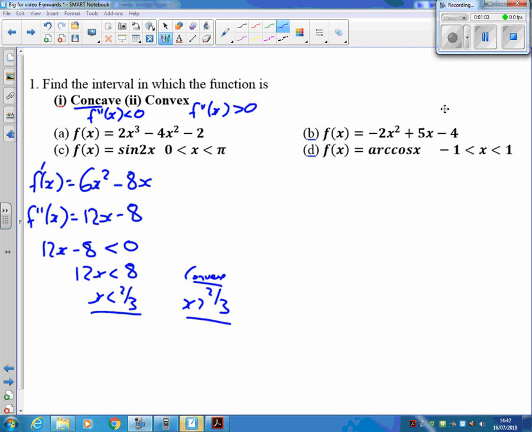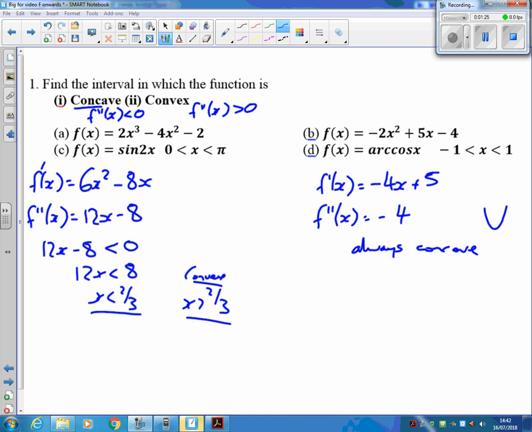I'll do b as well. So part b, again, if I differentiate that, we're just going to get minus 4x plus 5, and the second derivative is minus 4. So it's always negative. So that means it's always concave. And you know that because it's an x squared graph. X squared graphs are always concave, don't they? They don't suddenly turn around and start going the other way.